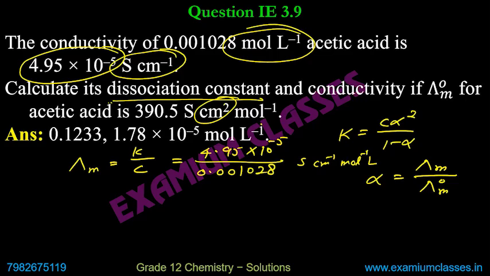Now, if you calculate alpha, alpha will be lambda m by lambda m naught, and this is given in Siemens centimeter square mole inverse. So by what factor do you need to multiply? Which factor do you need to consider here? And why?